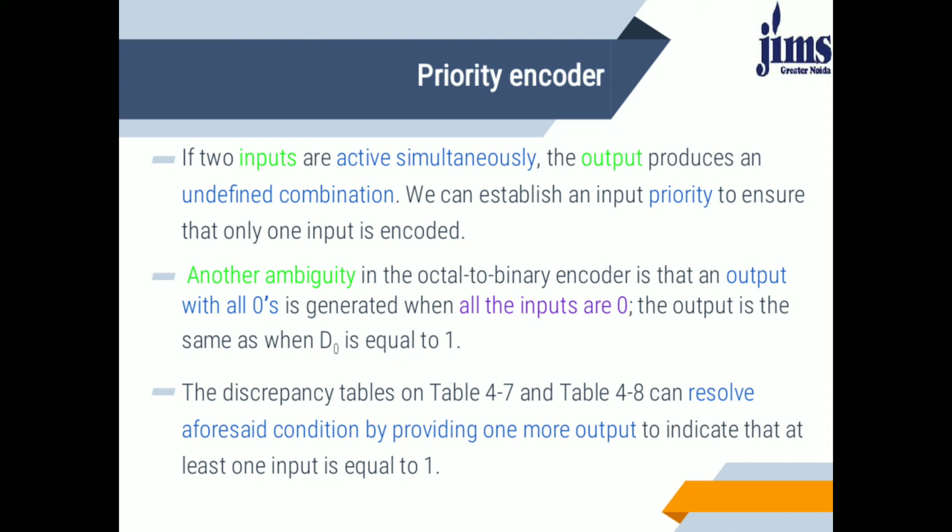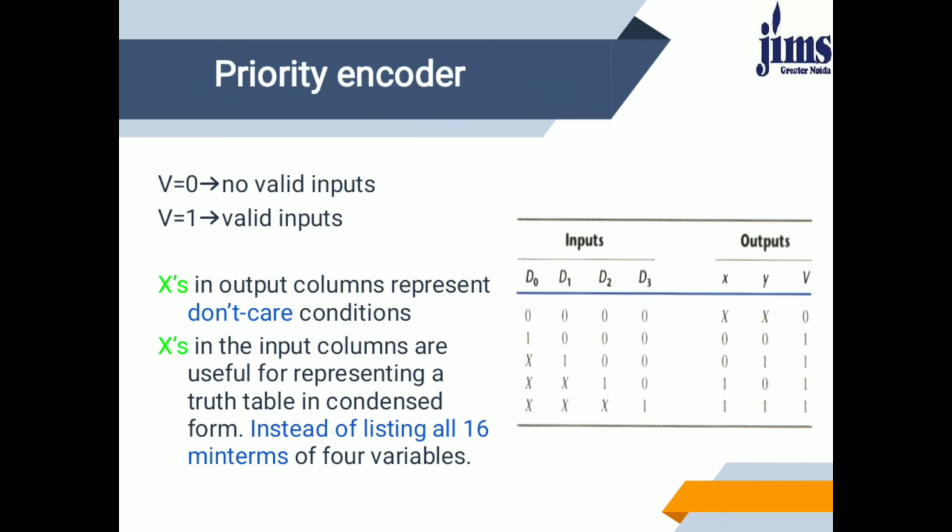So the discrepancy between the first term and second term can be resolved by providing one more output to indicate that at least one input is equal to 1. So, for V equals 0, no valid inputs, and for V equals 1, valid inputs are generated.